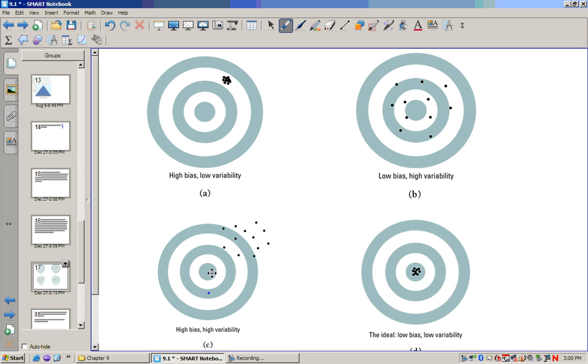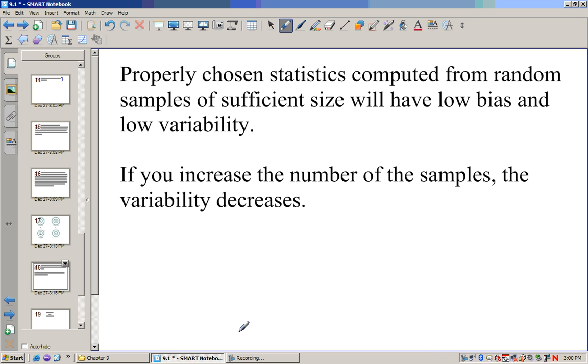If this is a case where you have a high bias and high variability, you don't hit the target, and it's a pretty loose connection. Your ideal situation is if you have low bias and low variability, so you know that it's very close to what you're estimating, and there's not a lot of variability. Properly chosen statistics computed from random samples of sufficient size will have a low bias and low variability. If you increase the number of samples, the variability will decrease.